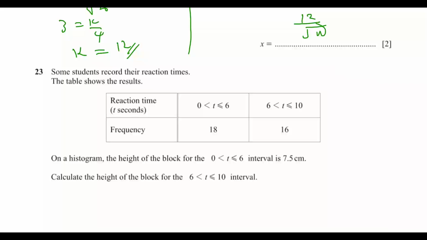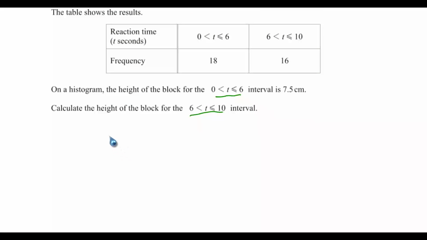The table shows the results. On a histogram, the height of the block for the range interval is 7.5 centimeters. Calculate the height of the block for this interval. What we need to take note of is that when you have a histogram like this, the height is the frequency density. That is what you need to take note of, and that is what we're going to use here.